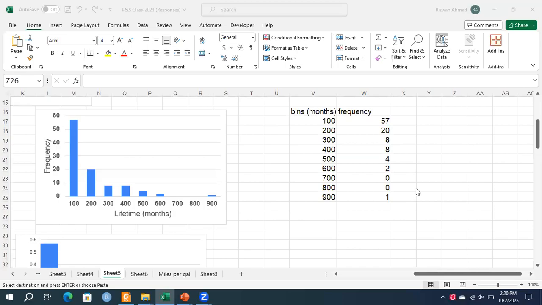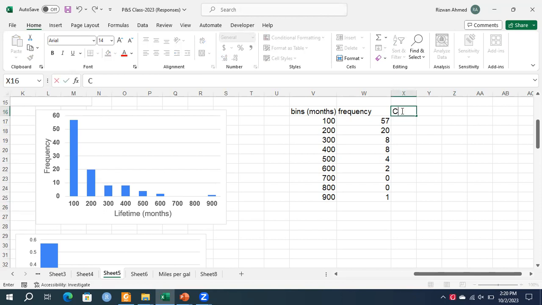Now let's again consider the data. We have the original frequency distribution. The operational months are given. 100 was the upper limit for the first class, 200 was the upper limit for the second class, and so on. So if I make a frequency which is known as cumulative frequency, I write here CF, cumulative frequency.